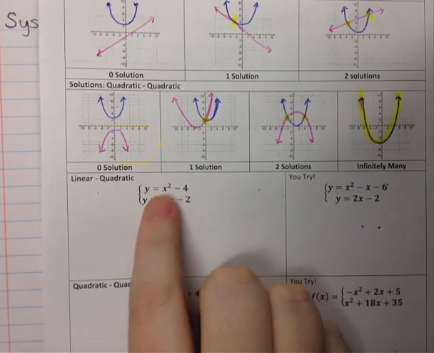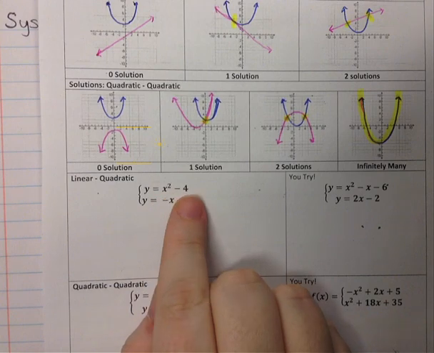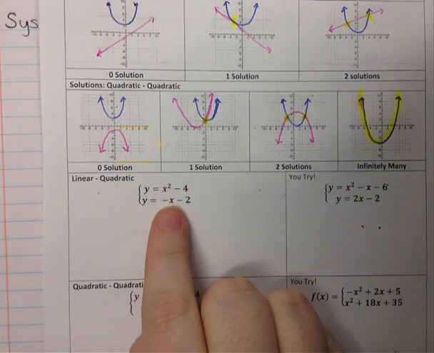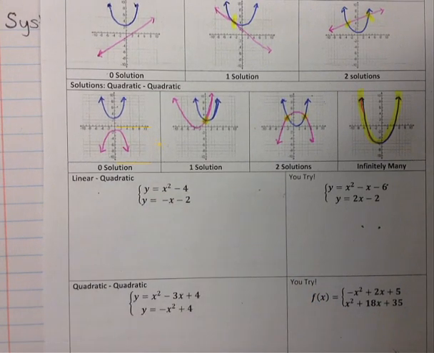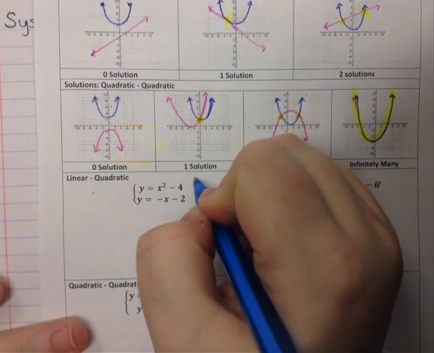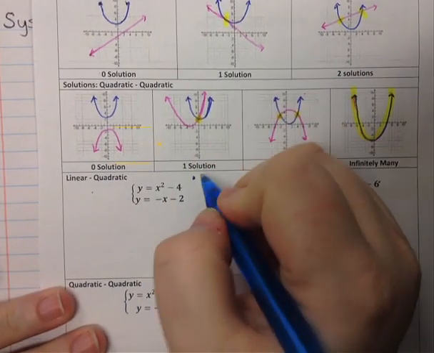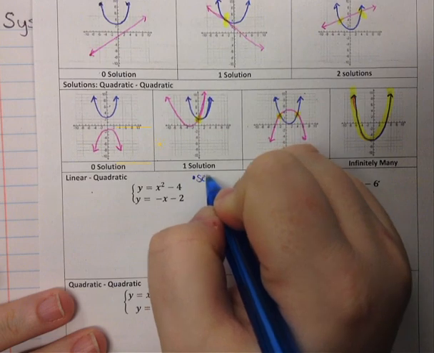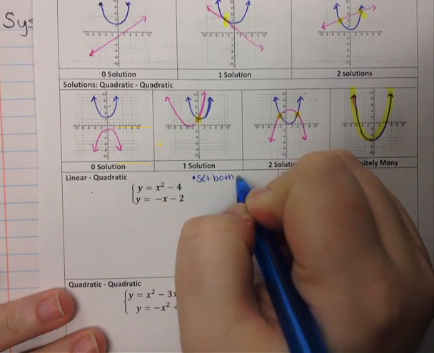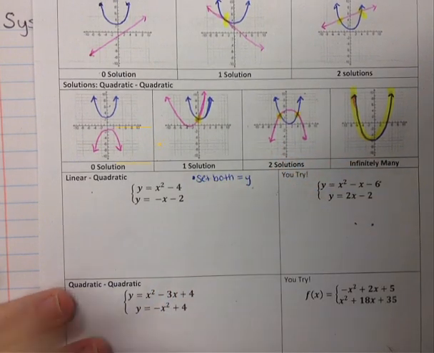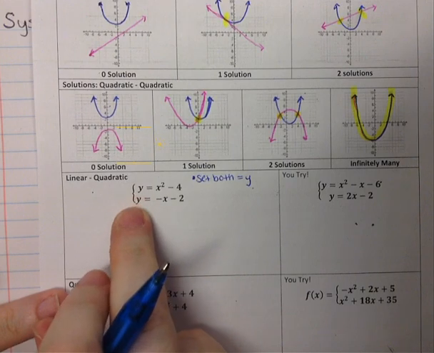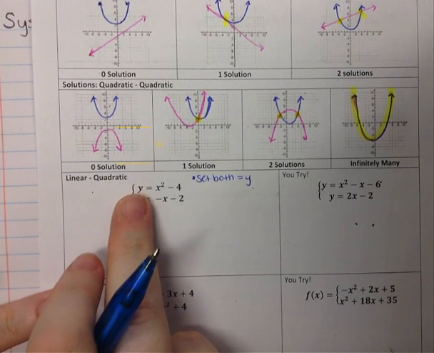We have a system. The first one is y equals x squared minus 4, and the second one is y equals negative x minus 2. We're going to do this by hand. When you solve these systems by hand, you need to make sure that you set both equal to y. We need to make sure that they're both equal to y so that we're going to be able to use our next step.